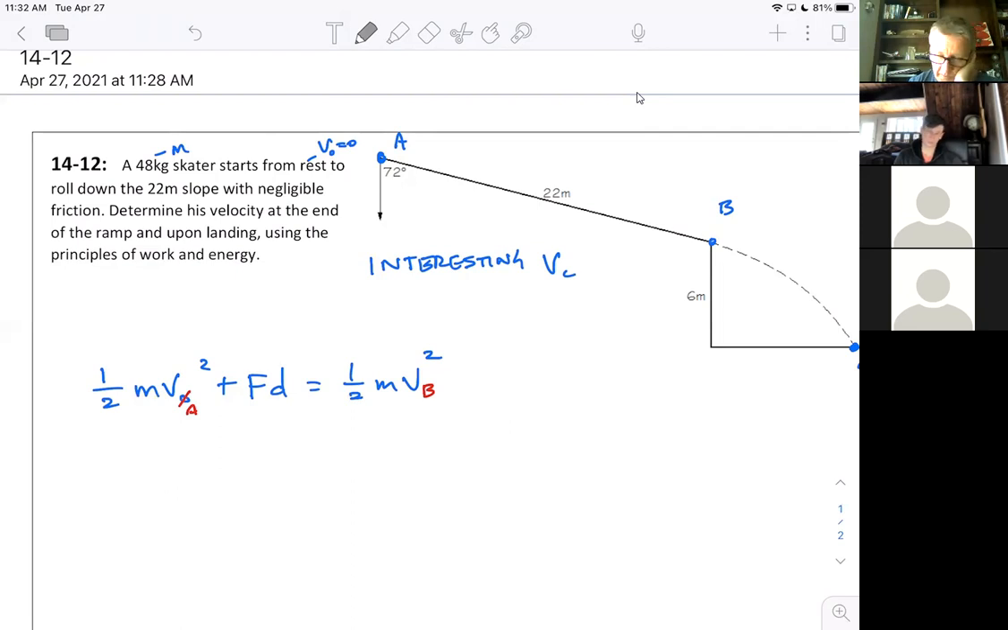Okay, well, what do we know? We know our velocity at A is 0 since we're sitting there at rest. So that just leaves the force times distance thing. But what do you do with this? What's the force and what's the distance?